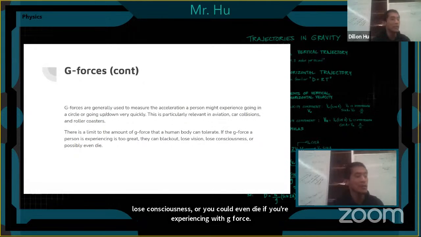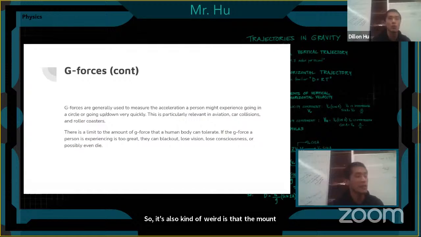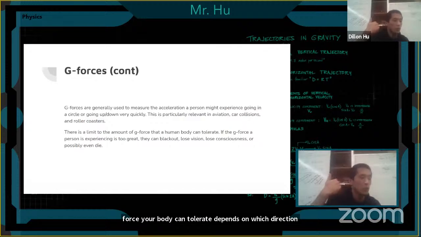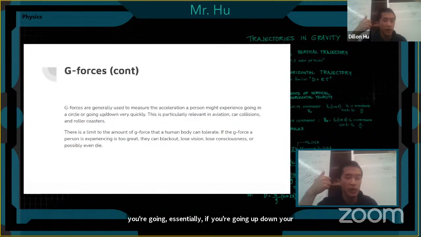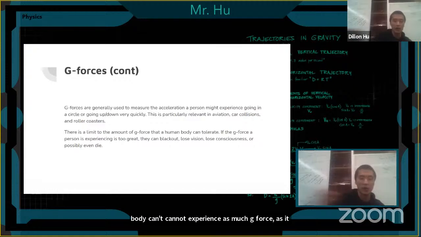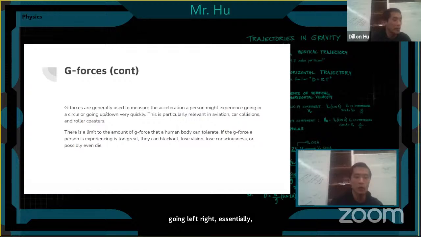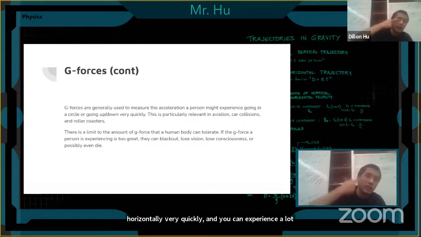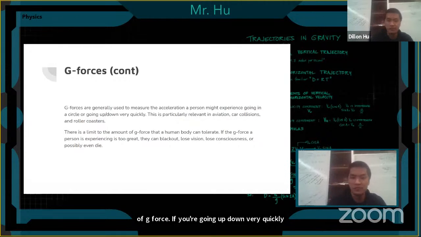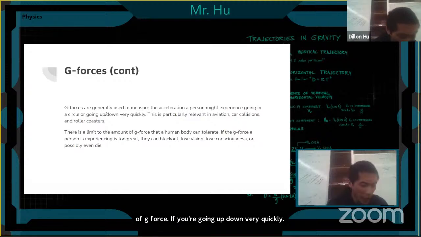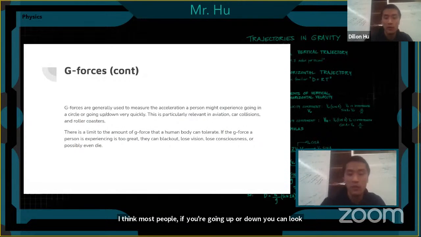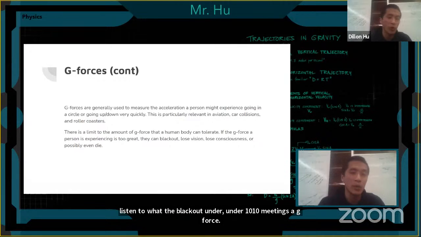It's also kind of weird that the amount of g-force your body can tolerate depends on which direction you're going. If you're going up or down, your body cannot experience as much g-force as it can going left or right. If you're accelerating or decelerating horizontally very quickly, you can experience a lot of g-force. Going up or down very quickly, you can't experience as much. I think most people black out at under 10 g's going up or down, whereas going left to right, people have experienced much more than that.